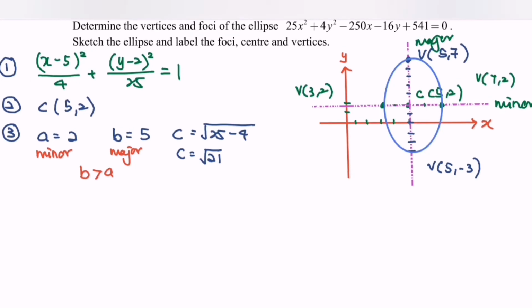Next is to find the foci. Based on this situation, here we have the first focus. The foci are located on the major axis, meaning that we have 5, 2 plus the square root of 21. That is the first focus. For the second focus, we have 5, 2 minus the square root of 21. So that is the foci, major vertices and minor vertices. Continue, label the situation. Here we have the major length, which is equal to 10 units.